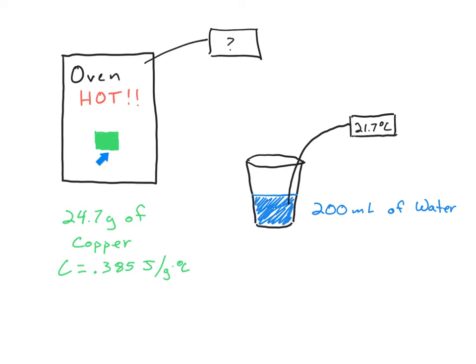So again, if I take this piece of hot copper, obviously I'm not going to touch it with my fingers. I'm going to use some beaker tongs, and I'm going to quickly and carefully transfer it into this container of water. Notice that I've now changed the volume of the water. I measured that to be 200 milliliters. My initial temperature is 21.7 degrees.